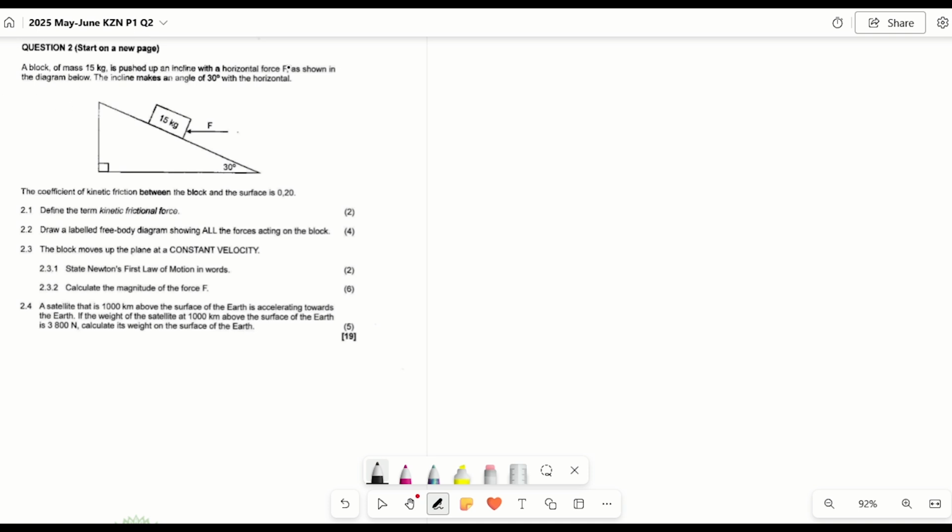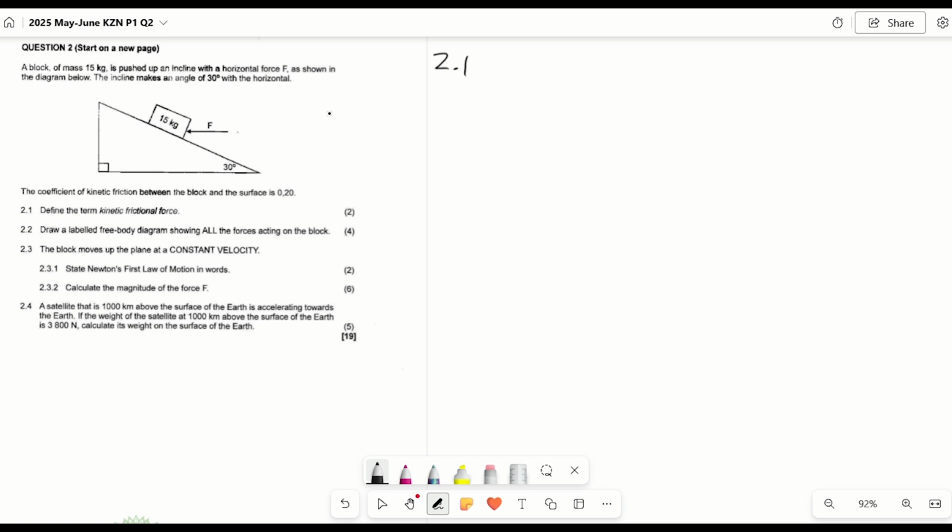So we have a block of mass 15 kg pushed up an incline with a horizontal force of F, as shown in the diagram below. The incline makes an angle of 30 degrees with the horizontal. Then they say the coefficient of kinetic friction between the block and the surface is 0.2. They ask us at 2.1 to define the term kinetic frictional force.